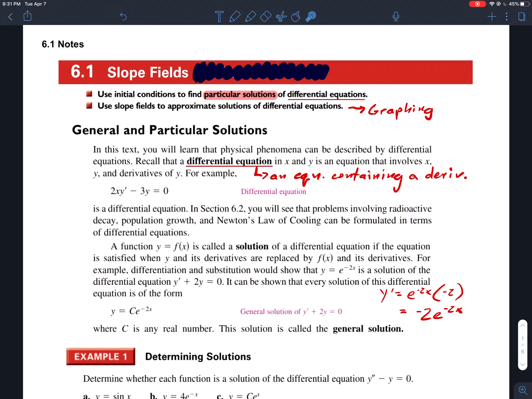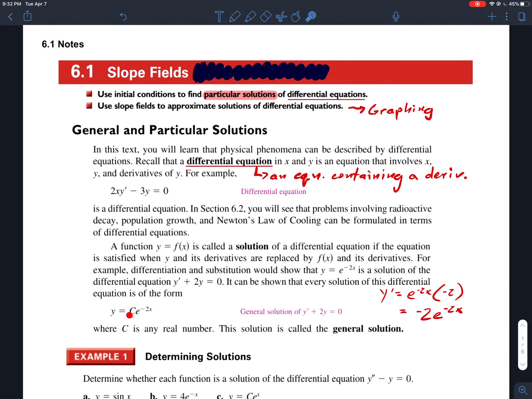So this original y solves this equation. That may not be, however, the only solution. It can be shown that every solution of this differential equation is going to hold the form any constant c times e to the negative 2x. In this particular solution, the c value was 1, but it really could be any constant, and this would solve this differential equation. All right?